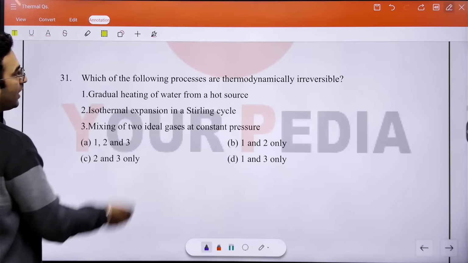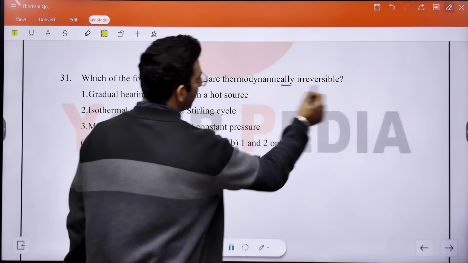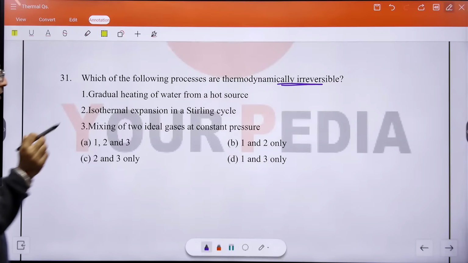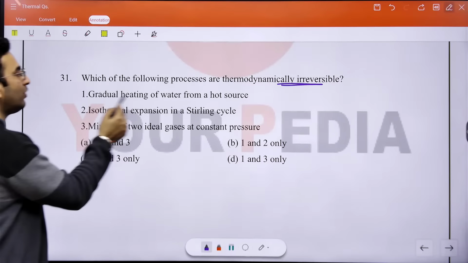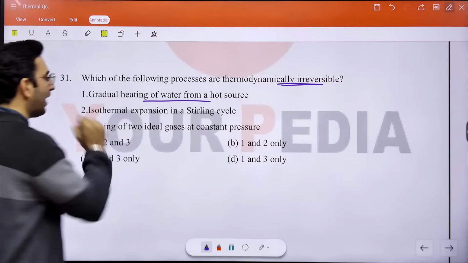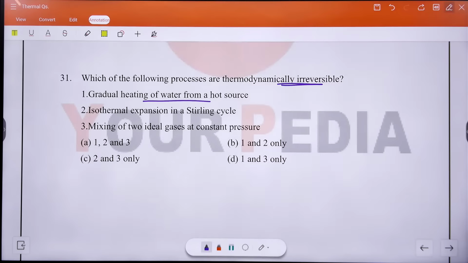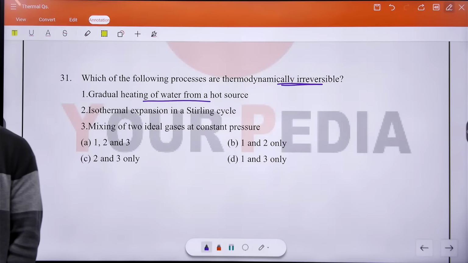Which of the following are thermodynamically irreversible? Irreversible here. Gradual heating of water from a heat source, isothermal expansion, mixing of two ideal gases. What can be the answer? What can be the answer here?